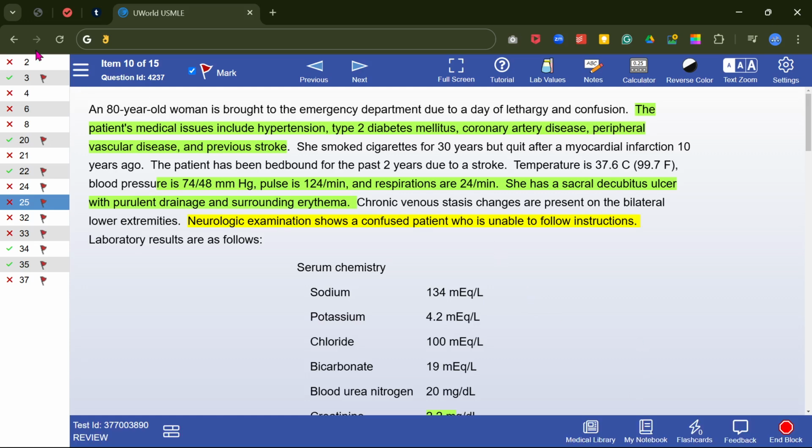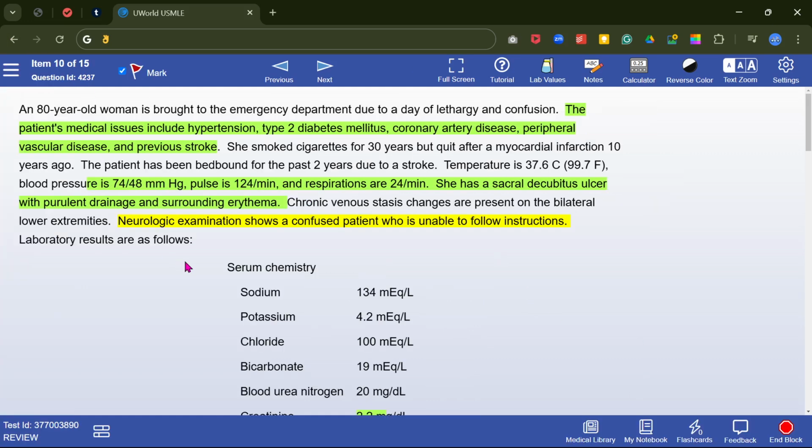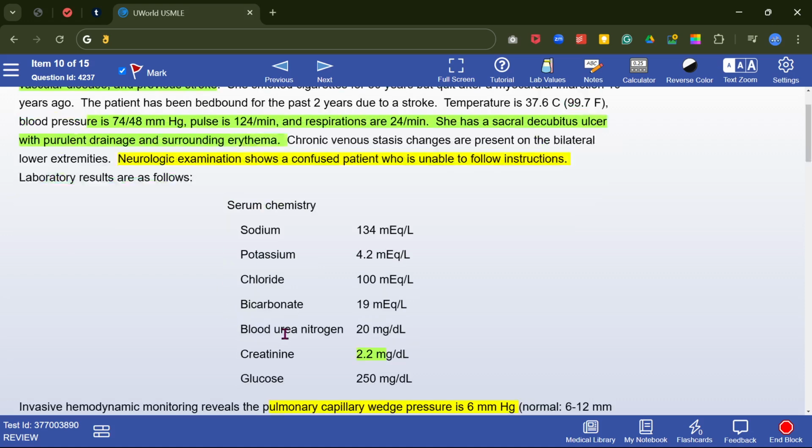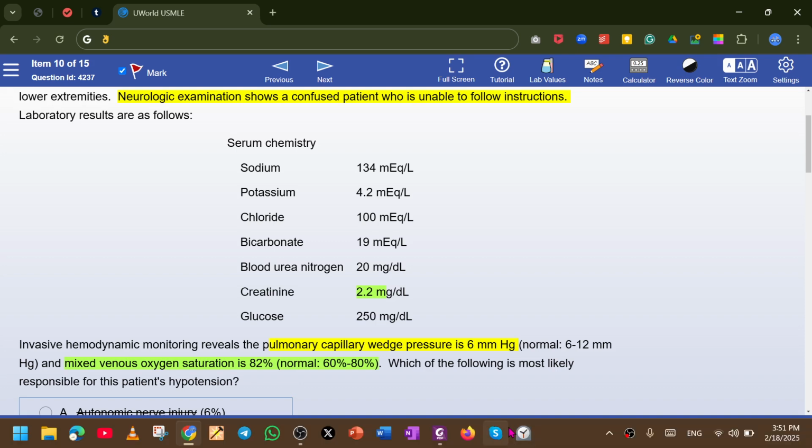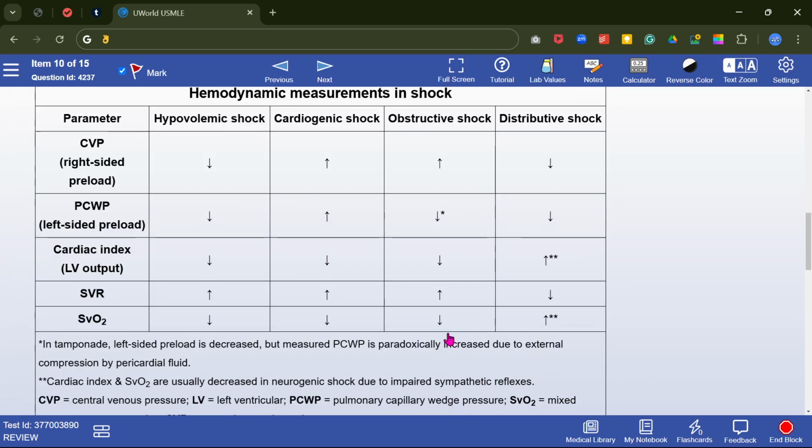Okay. After murmurs, I would like to discuss some causes of shock. In this question, there is a very high clue present: mixed venous oxygen saturation is 82%, normally 60 to 80, and it is high in one condition like distributive shock.